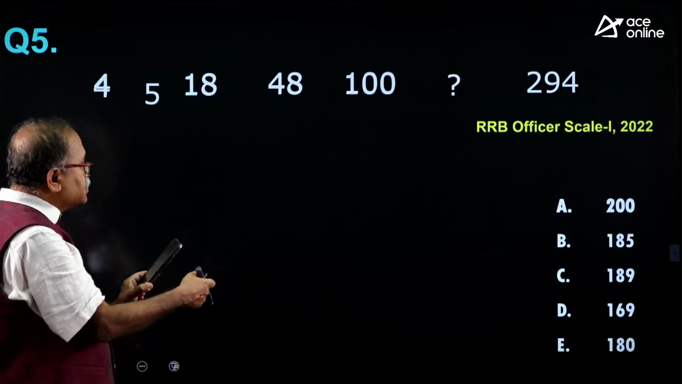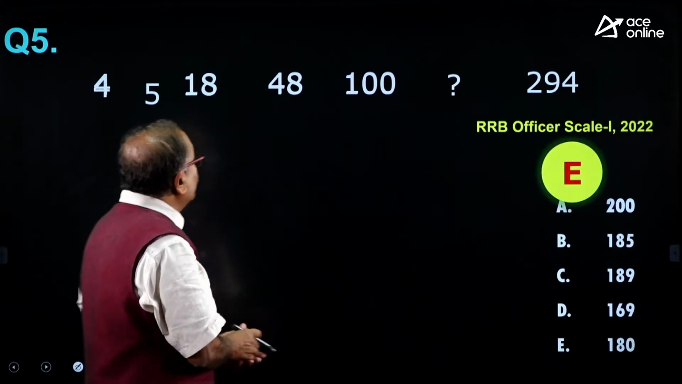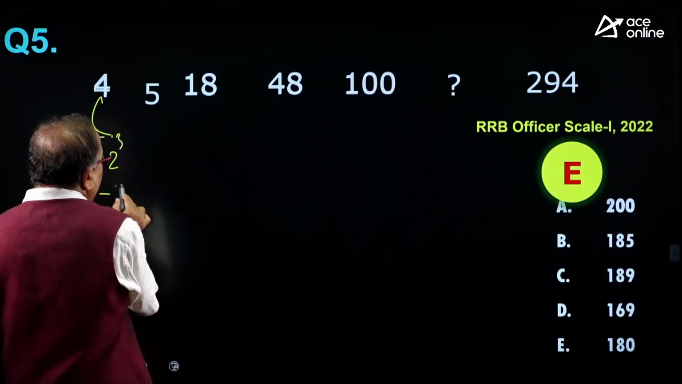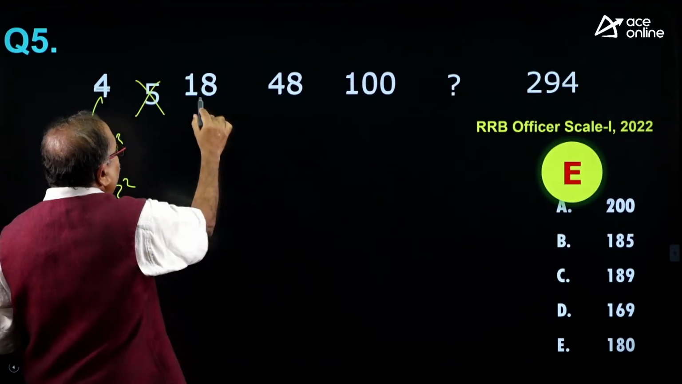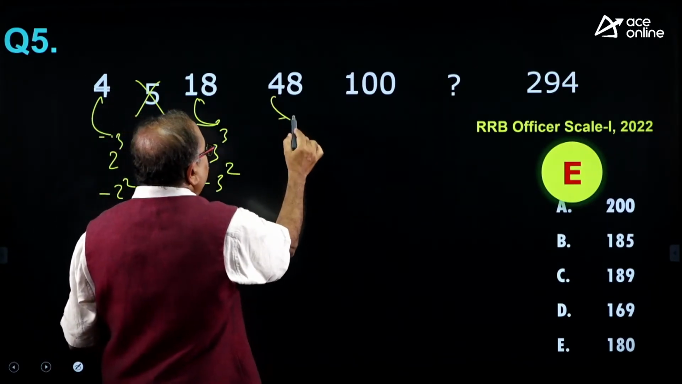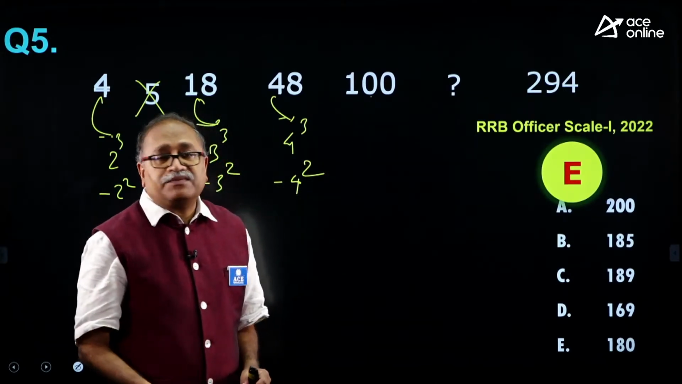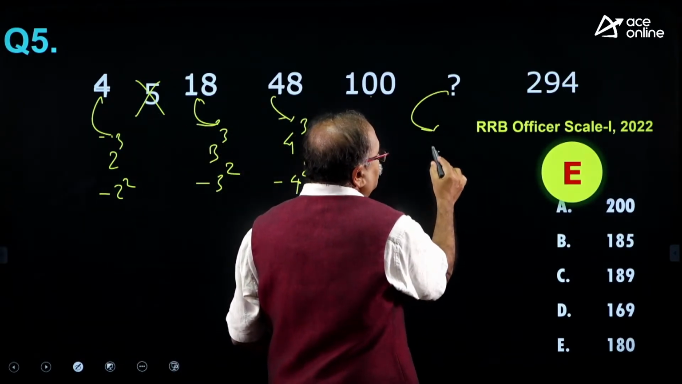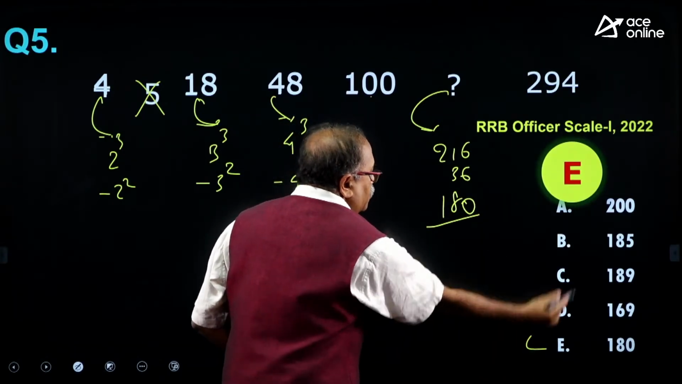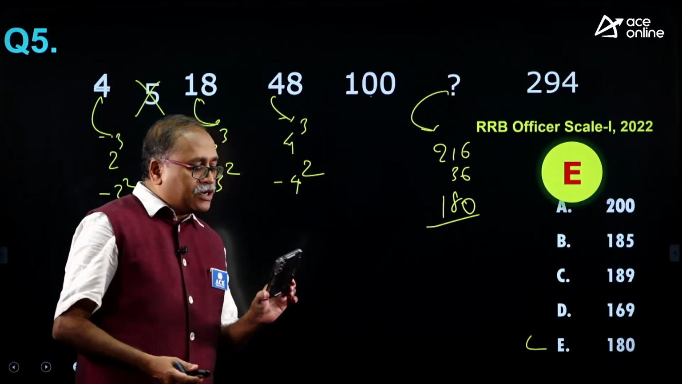Let me check whether Ramesh is correct or not. Yes, Mr. Ramesh, you are right. We have already noticed that this one is 2 cubed minus 2 squared, and this 5 is coming over here by mistake. So, 3 cubed minus 3 squared, and this is 4 cubed minus 4 squared, same as 5 cubed minus 5 squared. So, I should go for 6 cubed, 216, minus 6 squared, 36, which comes to 180. Your option choice is C. Well done, well done. Anyone else participating?